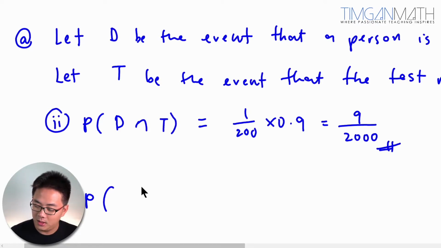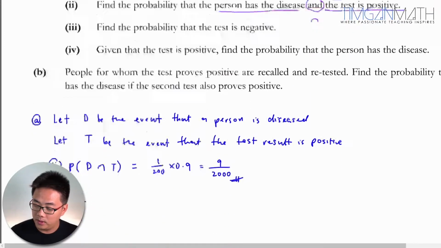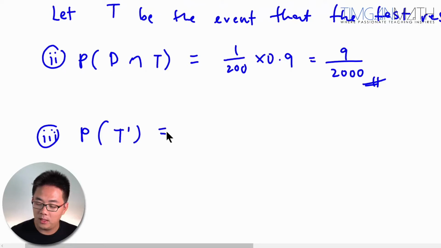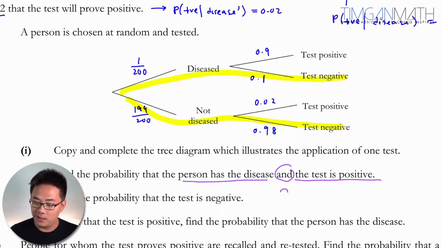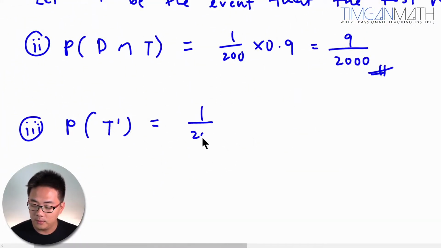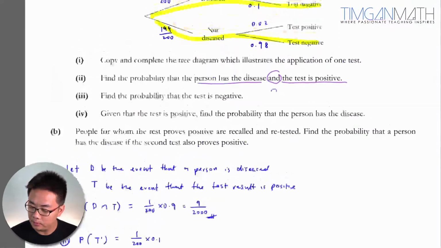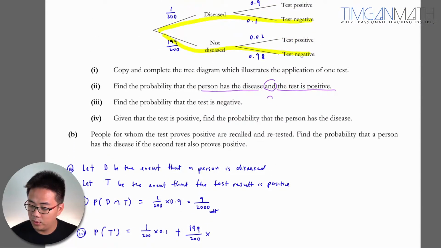So you need to find the probability the test is negative. T prime will mean that you take any branch which requires the test to be negative, which is here and here. This is the negative part, just add them up, because any branch which contains negative, regardless of whether there's disease or not, is part of the requirement. So this will be 1 out of 200 times 0.1, plus 199 over 200 times 0.98.